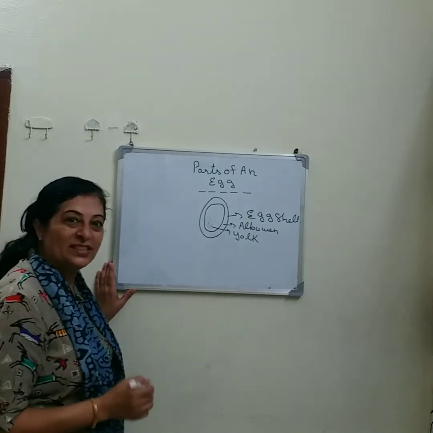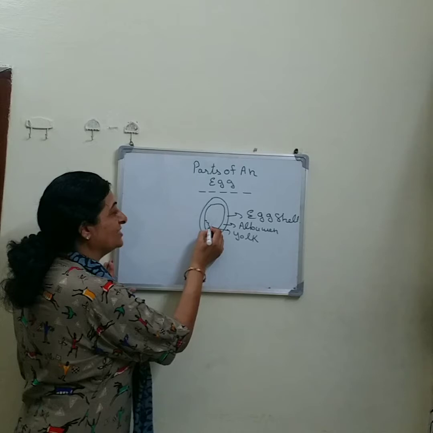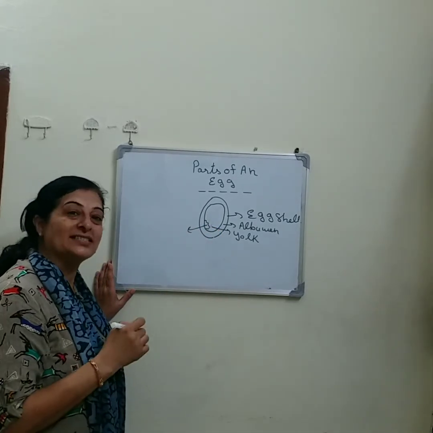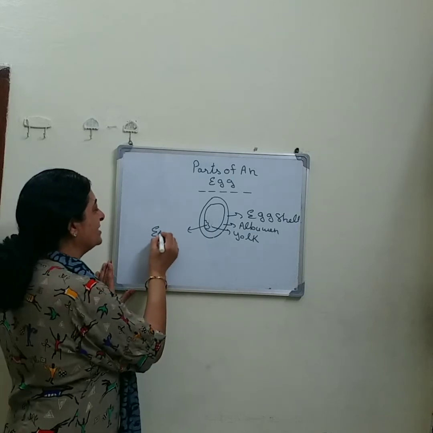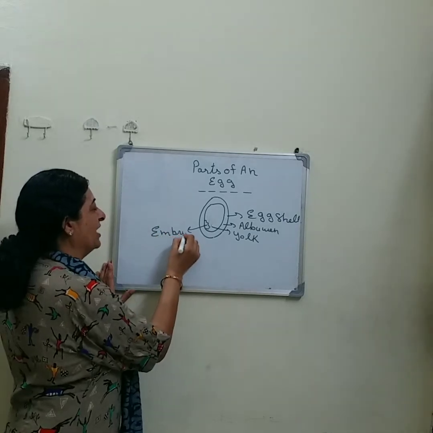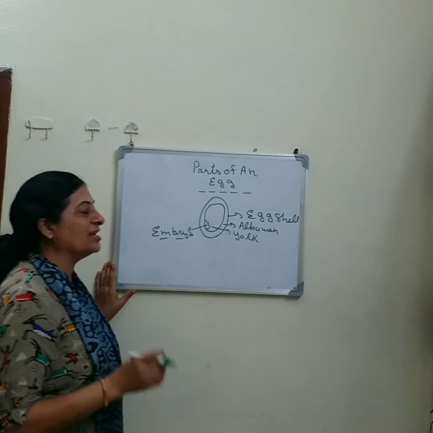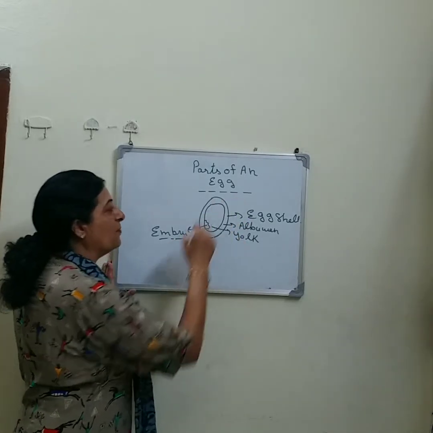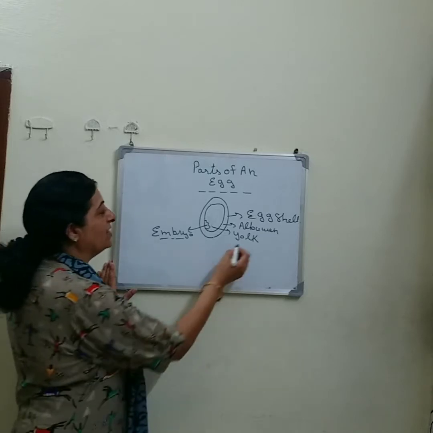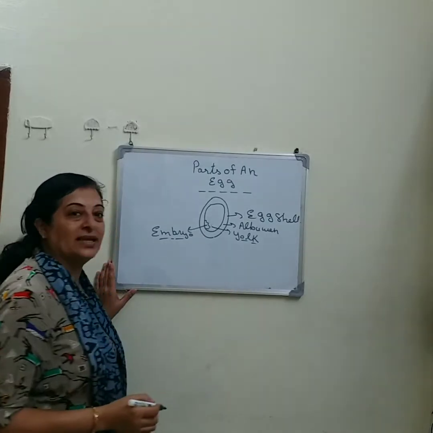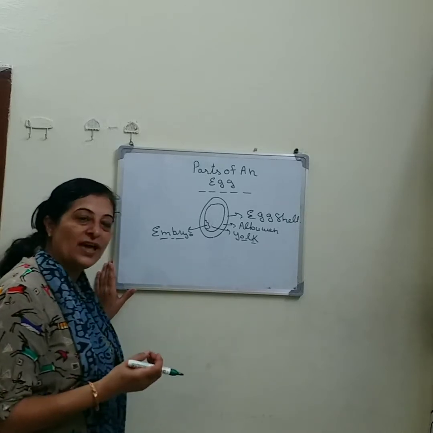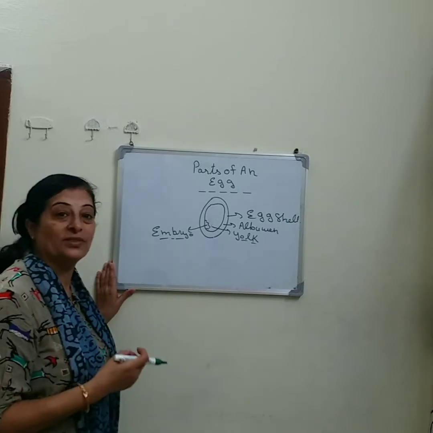Can you tell me the name of the young one which is inside the egg? Yes, this young one inside the egg is known as the embryo. This embryo is protected by the eggshell and the food is given by the yolk. So after some time, this young one grows well and comes out from the egg.